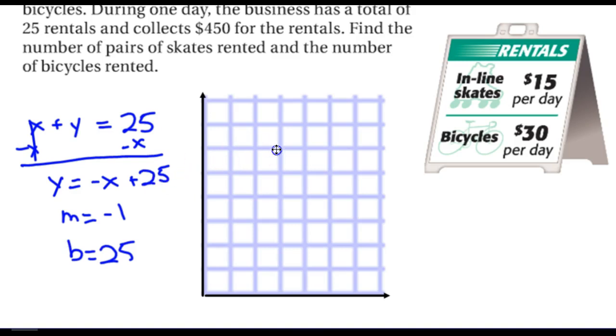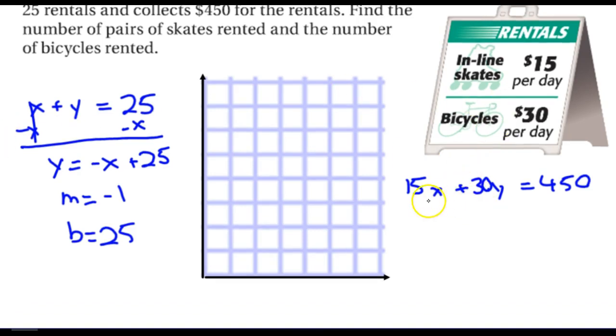Now to solve a system, we need another equation. Over here we know that inline skates are $15 per day and bicycles are $30 per day. We know that they totaled $450. So if they totaled $450, we said X was skates, so $15 times every skate that they rented, which is X, plus 30 Y, which is $30 times every rental that they made for bicycles. So then we have to solve this. So get 15 over to the other side.